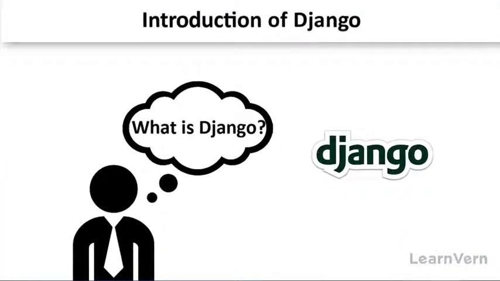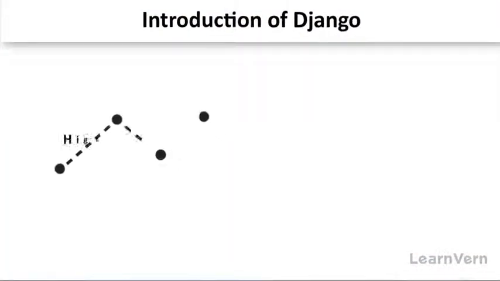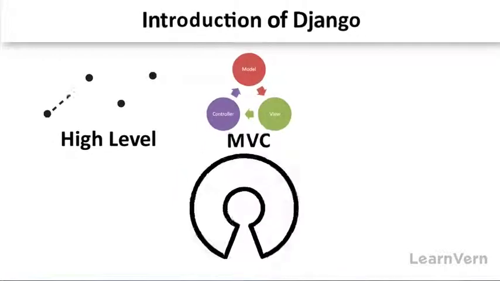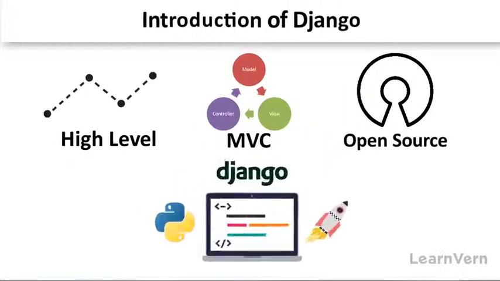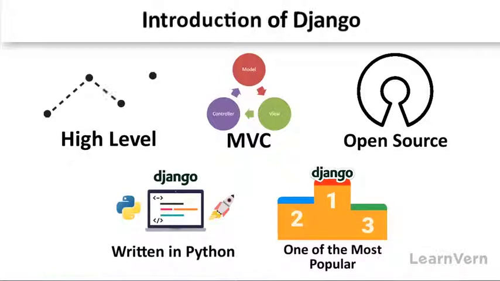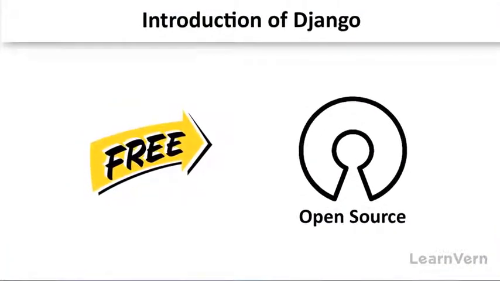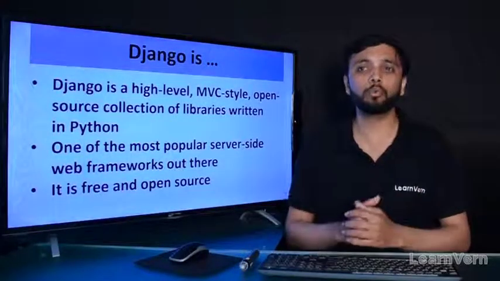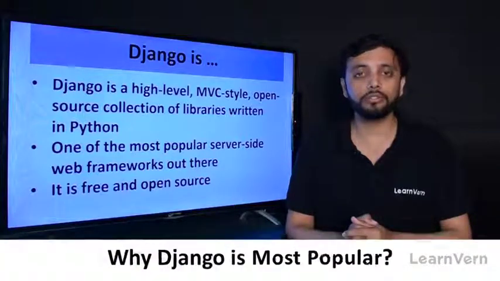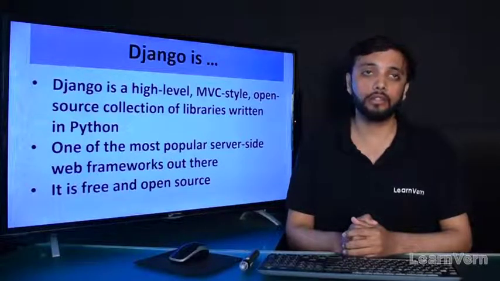What is Django? You might have a question or you might not, but bear with me. Django is a high level MVC style open source collection of libraries written in Python. Django is one of the most popular server side web frameworks out there. It is free and open source. You might have a question why Django is most popular, and it is written in Python.